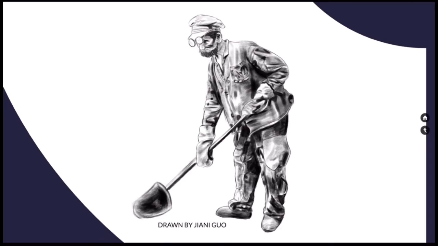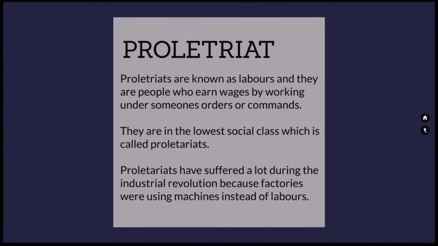Now Sultan is going to tell more details about the proletariat during that time. Proletariats are known as laborers. They are people who earn low wages by working long hours under someone's orders or commands. They are in the lowest social class, which is called proletarians.